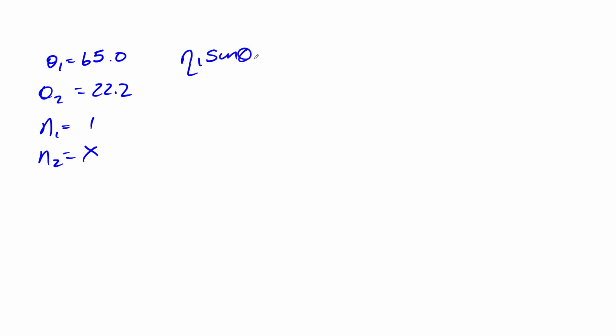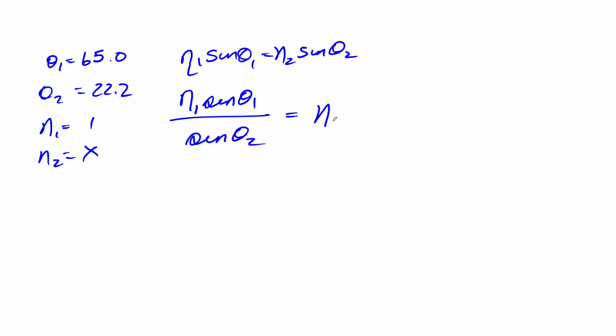Okay, theta 1 is 65 degrees. Theta 2 is going to be 22.2. N1 is going to equal 1. And N2 is going to be, we don't know. So N1 sine of theta 1 is equal to N2 sine of theta 2. We want N2, so I'm going to keep this on the right-hand side. Divide both sides by sine of theta 2. And that's what we're going to look at.